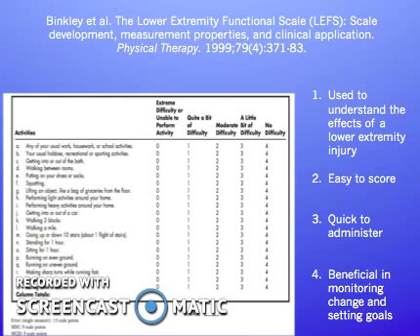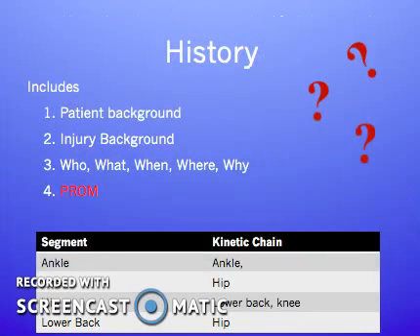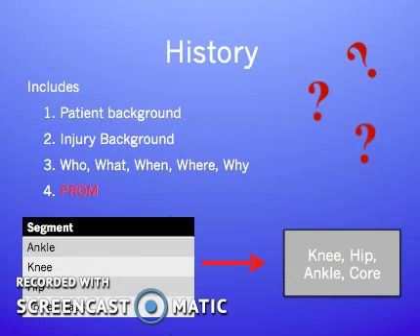So if you notice that they have 60 one day and the next day they have 63, that can help to raise morale. So what gaps do these fill? History. Looking at patient-rated outcome measures is a huge portion of this, and I think especially if it's a follow-up evaluation. Getting rid of that chart and looking at all of them: hip, knee, ankle, and core. So next time I have an ankle injury, I'll make sure to assess the hip.